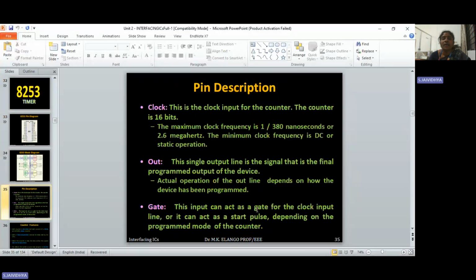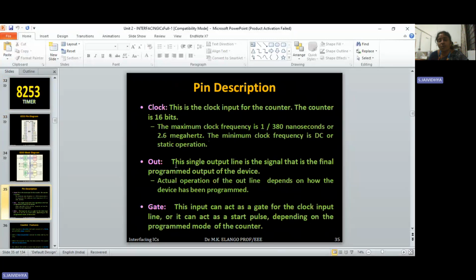The first one, the clock, is the input for the counter. The counter is always 16-bit. The maximum clock frequency is 1 by 380 nanoseconds, or about 2.6 megahertz. The minimum clock frequency is DC or static operation.